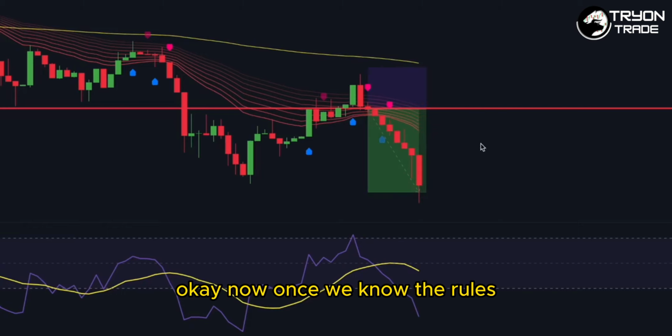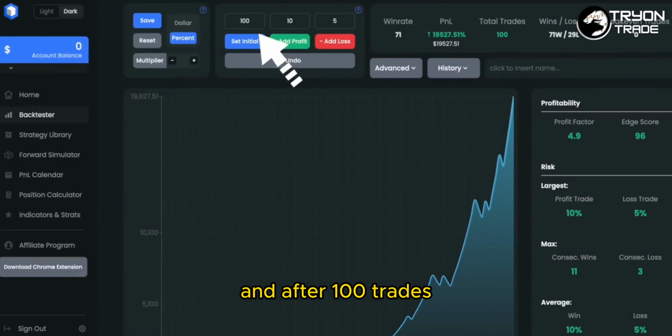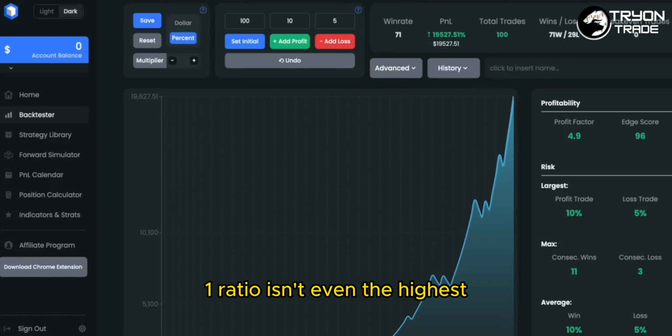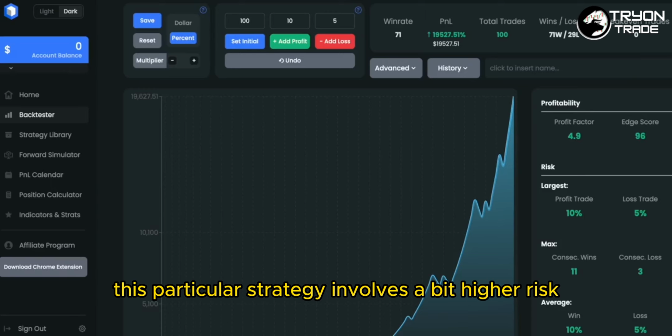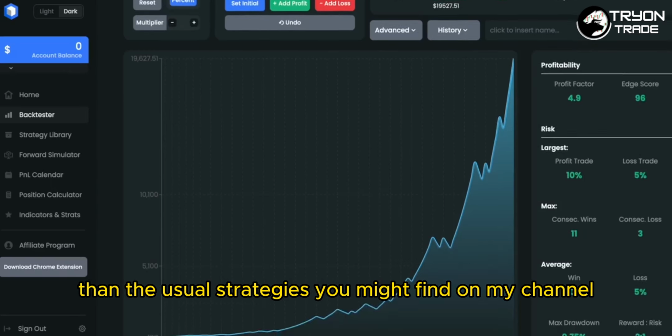Okay, now that we know the rules, let's move on to the backtesting results. The starting account balance was set at $100, and after 100 trades, the strategy increased it to $19,527. I find it funny that the strategy's ratio isn't even the highest out of all the strategies I've tested so far. This particular strategy involves a bit higher risk than the usual strategies you might find on my channel.